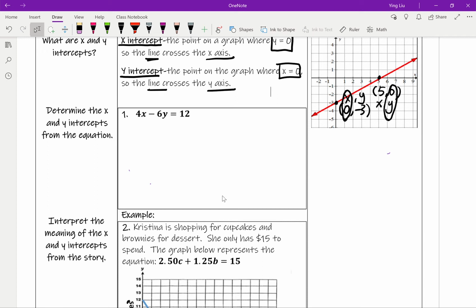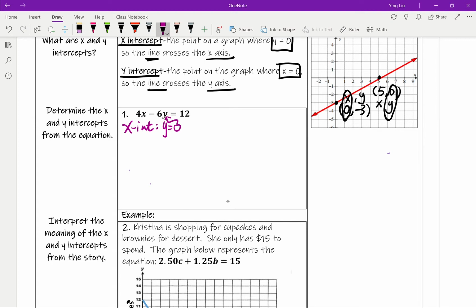Using that information, where for the x-intercept y equals 0 and for the y-intercept x equals 0, we can determine in an equation, even without a graph, where the x and y intercepts are. So for example, if we want to find the x-intercept, we know that y equals 0, so we can just use this to plug into the equation.